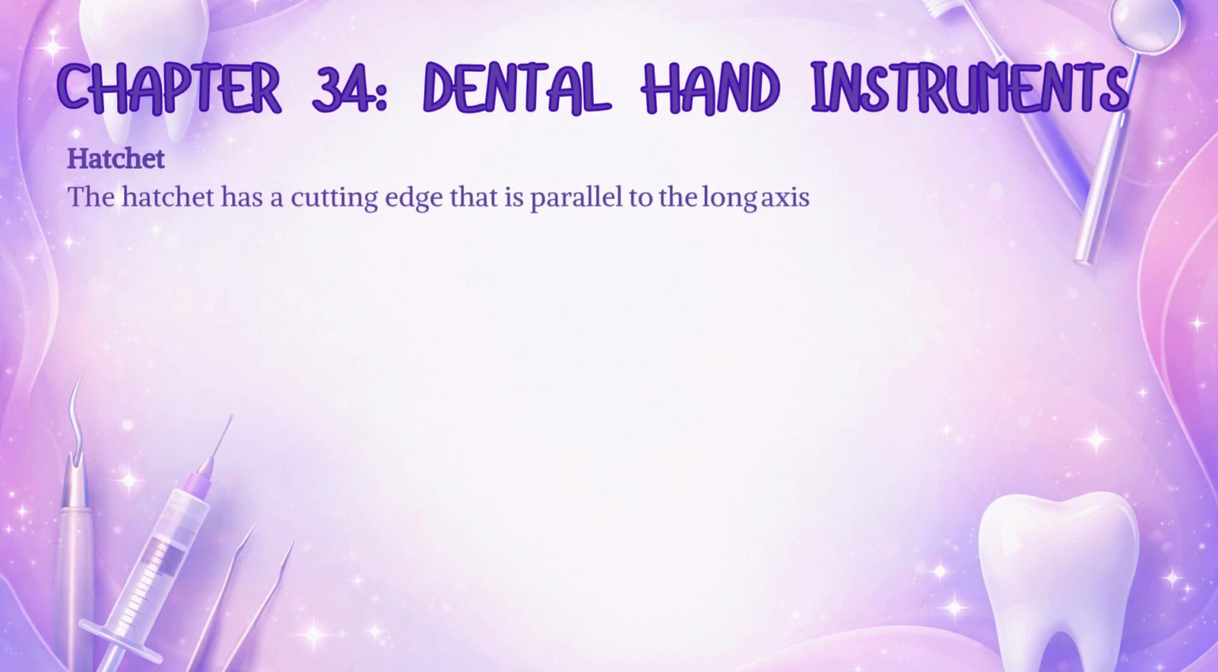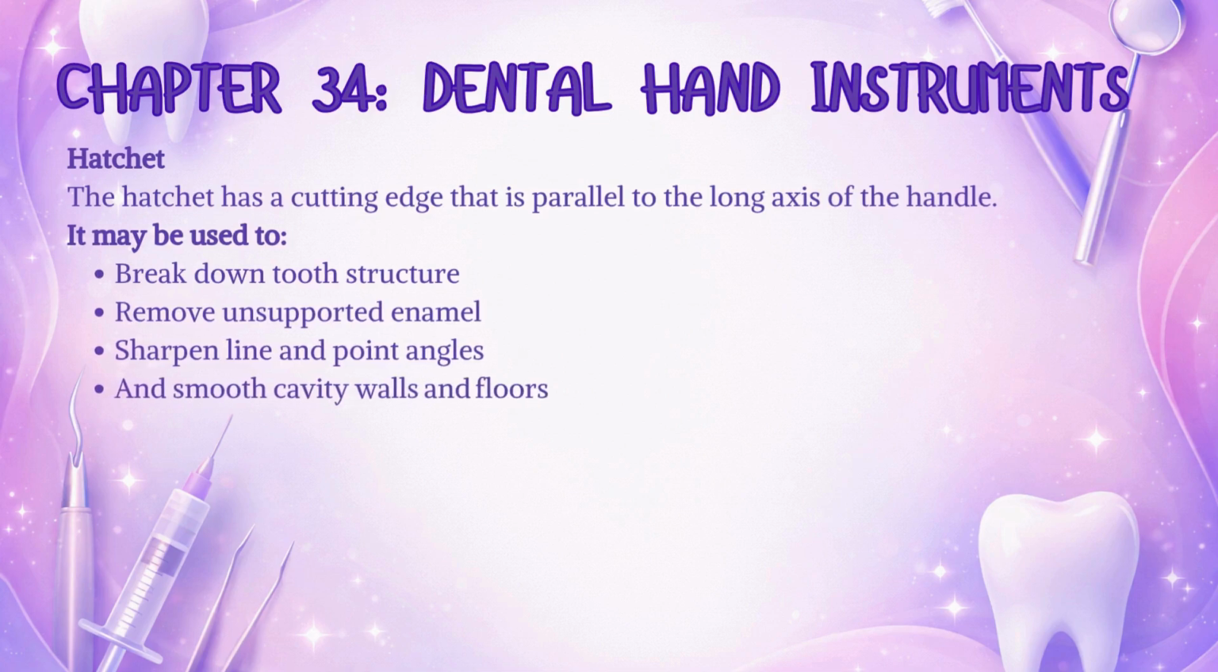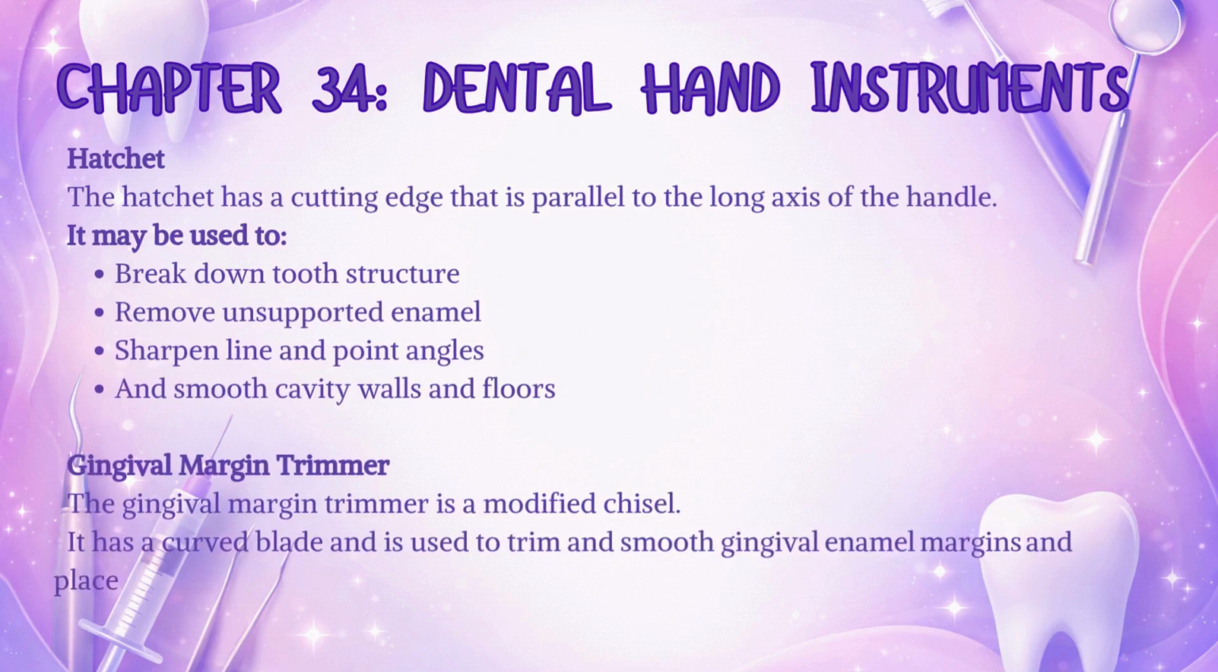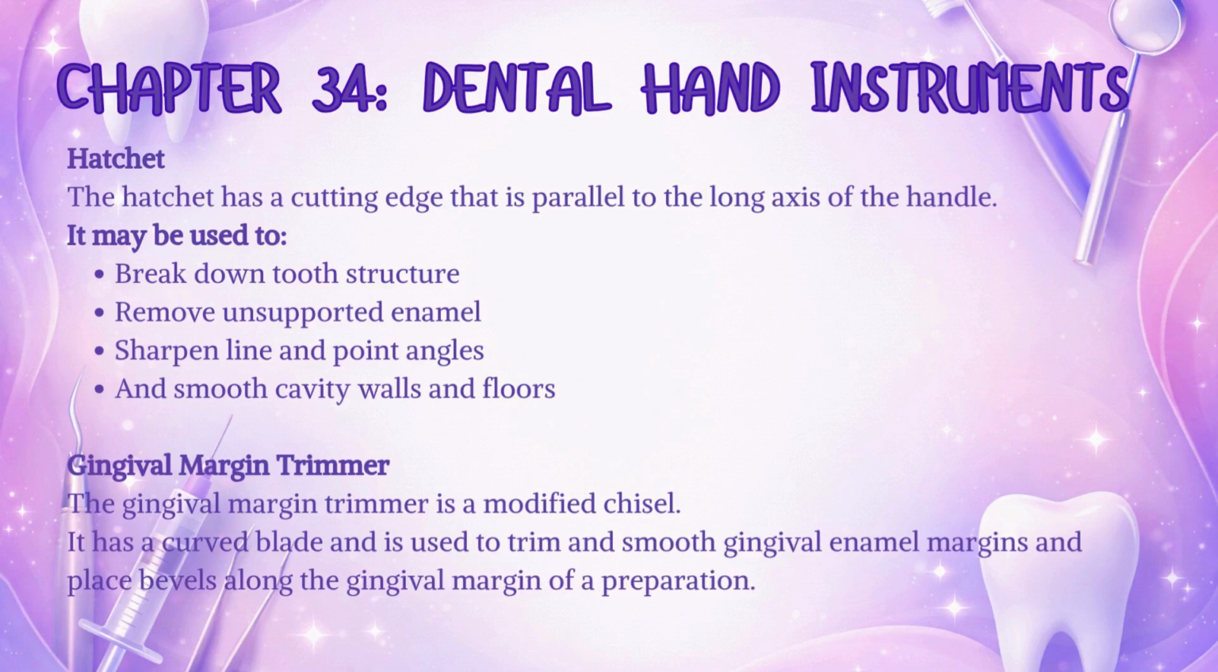Then we have the hatchet, which has a cutting edge that is parallel to the long axis of the handle. It may be used to break down tooth structure, remove unsupported enamel, sharpen line and point angles, and smooth cavity walls and floors. Lastly, we have the gingival margin trimmer, which is a modified chisel. It is a curved blade and is used to trim and smooth gingival enamel margins and place bevels along the gingival margin of a preparation.